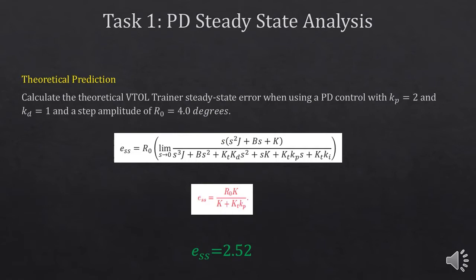For theoretical calculation, we are given with the Kp, Ki and the step amplitude. R naught is the step amplitude. So we are going to use the steady state error equation. If we put Ki equal to 0, as we are doing the steady state analysis, we have this equation at the end. So by putting the values in this equation, you will have steady state error equal to 2.52 as shown here.